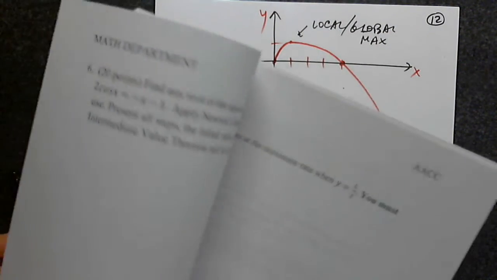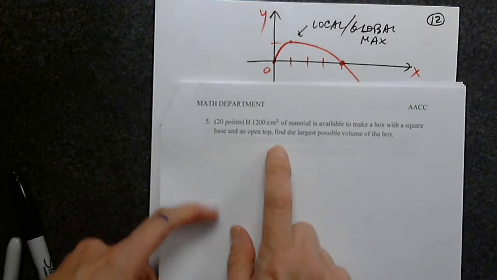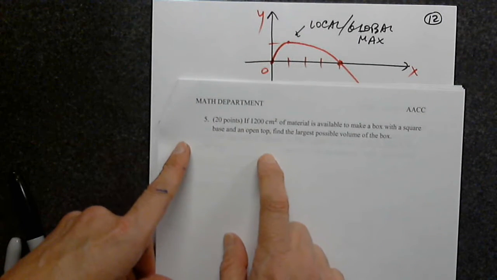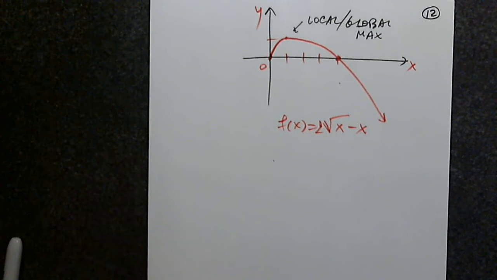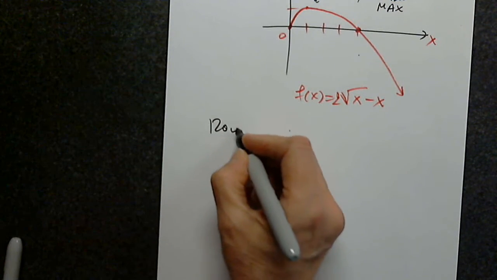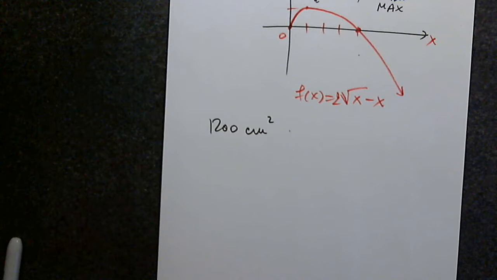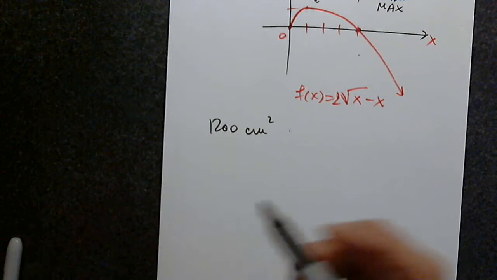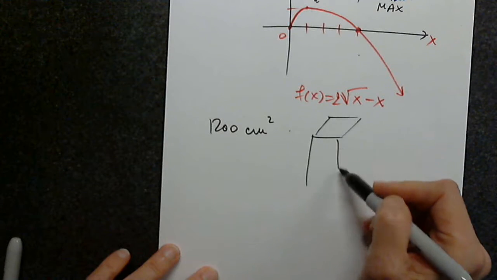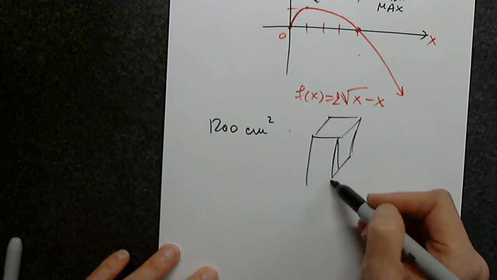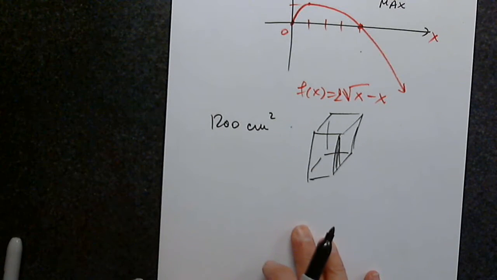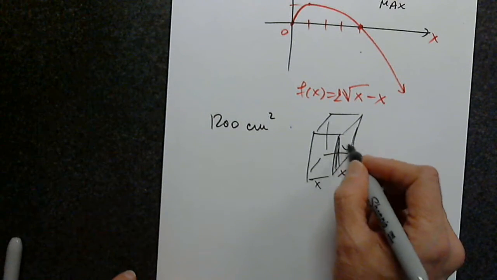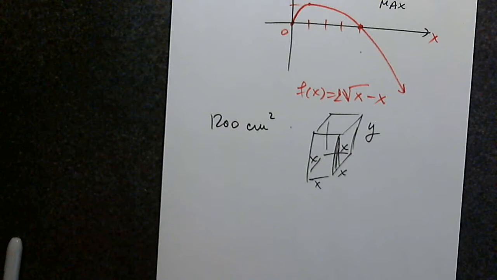Okay, so we are looking at 3 more problems, so let's take a look. We did this problem in class. If you want us to do it again, we can. Yes. That's fine. So we have 1,200 squared centimeters of material available to make a box with a square base, x by x, and height y, with an open top. Find the largest possible volume of the box.